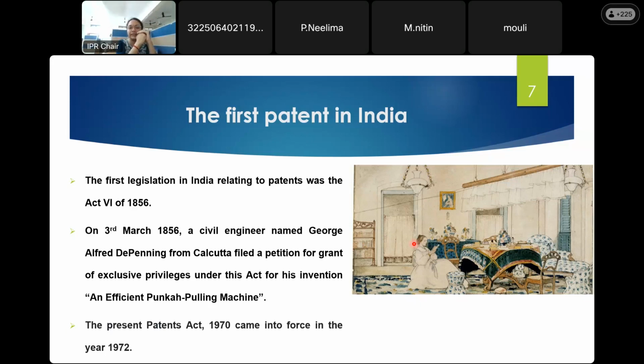That was in 1856. The current patent act that we study came into force in 1972, but the Patents Act is 1970. Whatever we are studying is from the Patents Act 1970. As we can understand, 1856 is before our independence, right? That is the time when the British were here, they had their own act. At that time, this was the first patent application in India.